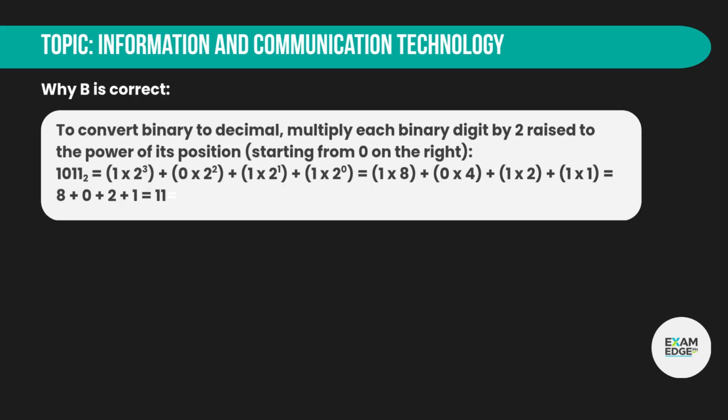To convert binary to decimal, multiply each binary digit by 2 raised to the power of its position, starting from 0 on the right. 1011 sub 2 equals 1 times 2 cubed, plus 0 times 2 squared, plus 1 times 2 raised to 1, plus 1 times 2 raised to 0, equals 1 times 8, plus 0 times 4, plus 1 times 2, plus 1 times 1, equals 8 plus 0 plus 2 plus 1 equals 11.